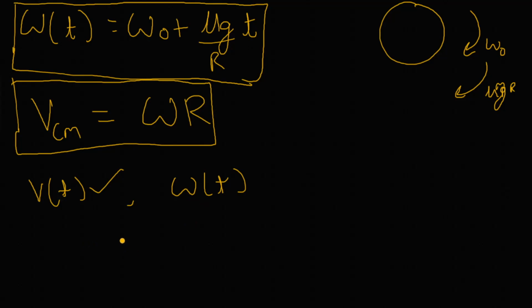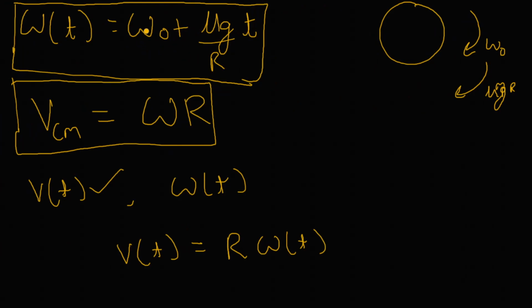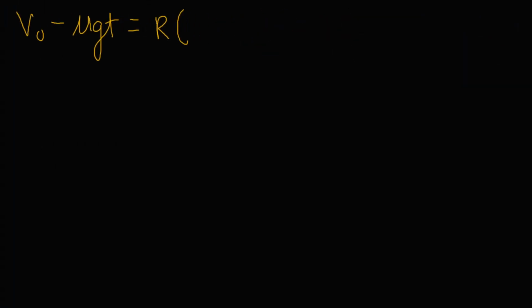So let us express velocity as a function of time to be equal to radius times omega as a function of time, and we'll solve for t. Let us go and see what velocity as a function of time was. V naught minus mu gt. Okay. So we have V naught minus mu gt is equal to r times angular velocity as a function of time. That is going to be omega naught plus mu gt by r.